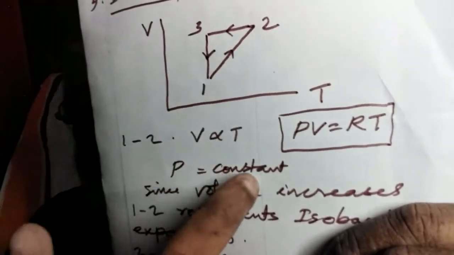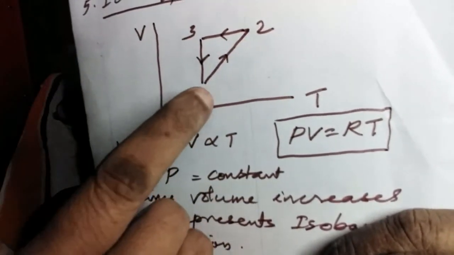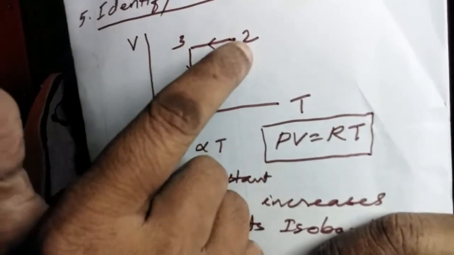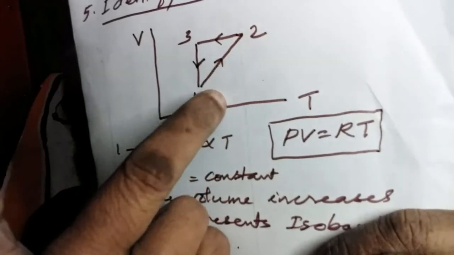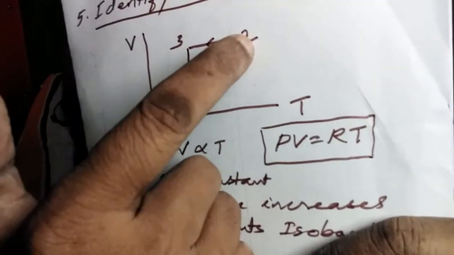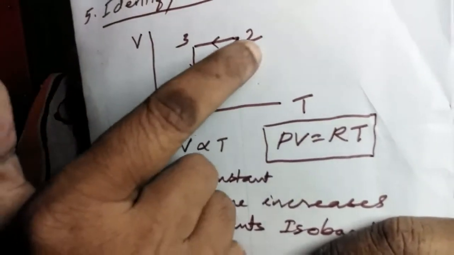Pressure is a constant. Moreover, volume is increasing. Volume at this point is this. So volume is increasing. That means 1 to 2 represents isobaric expansion.